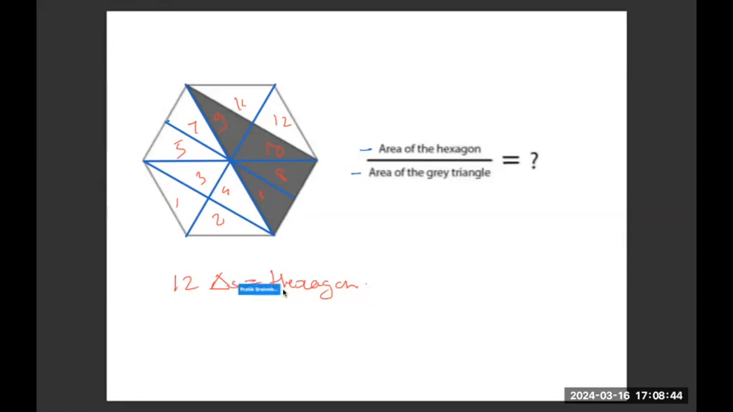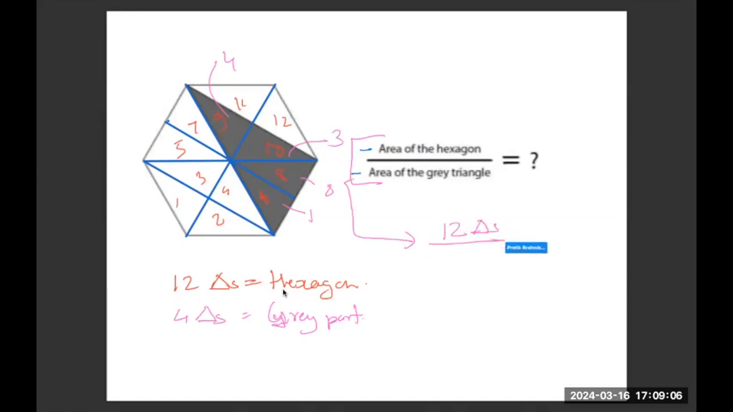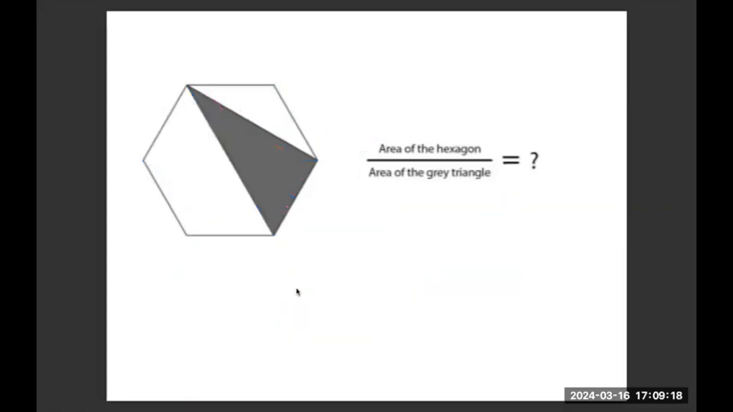And the gray part, which you can see is made up of 1, 2, 3, and 4 parts. So 4 triangles make up the gray part. So the required proportion which is being asked here means 12 triangles upon 4 triangles, which is equal to 3. So the required ratio that we are supposed to find is 3. Next.